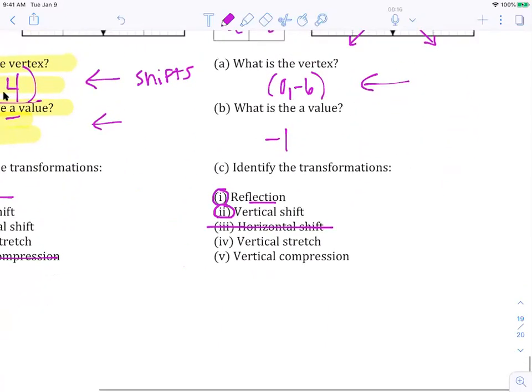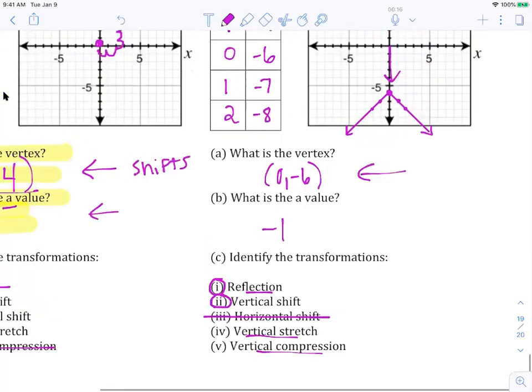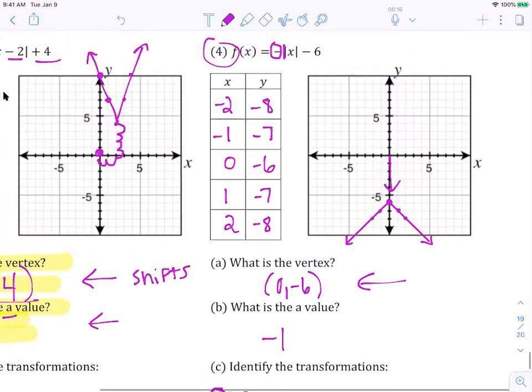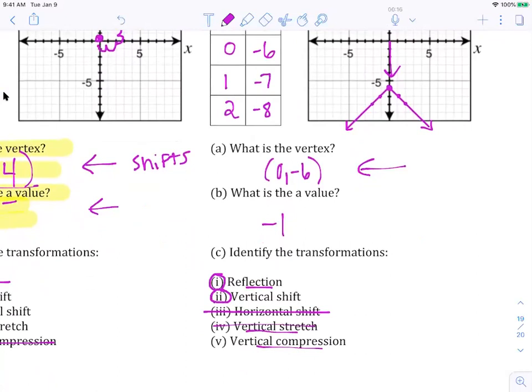Now, stretch and compression. These happen if I'm greater than 1 or between 0 and 1. And this is one of those odd cases where I actually don't have either, because it's not changing. The parent function has a value of 1 in front. The value itself is what would determine it: if I got larger, it would stretch my graph, and if I got smaller, it would compress my graph. But this one, neither of those is happening. So I actually don't have either of them. The only 2 that should have been circled are reflection and vertical shift.